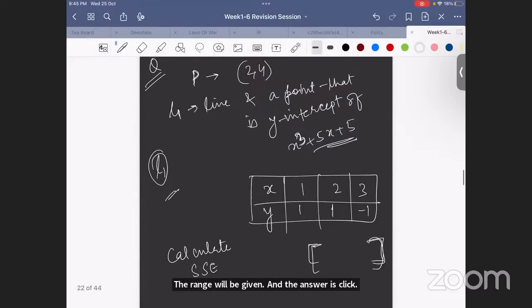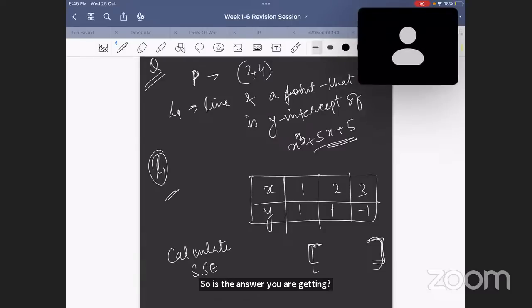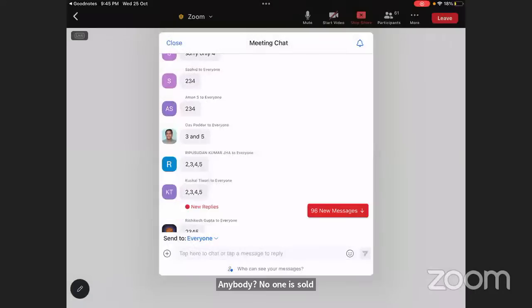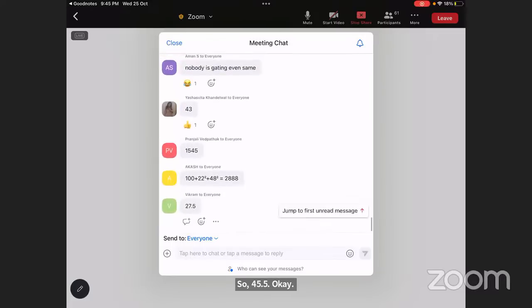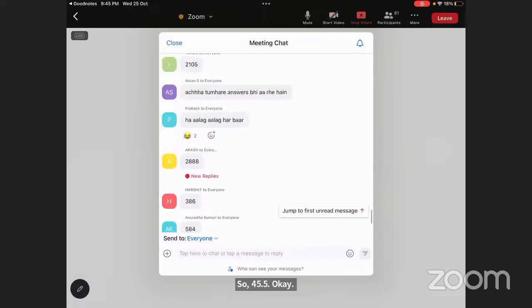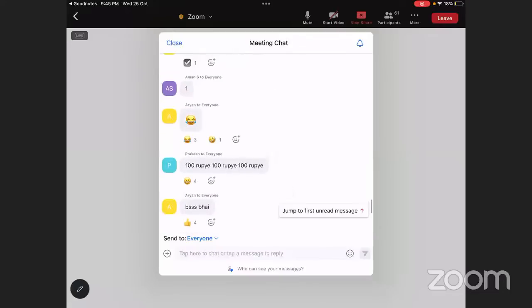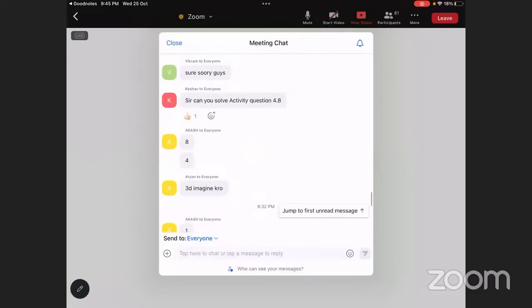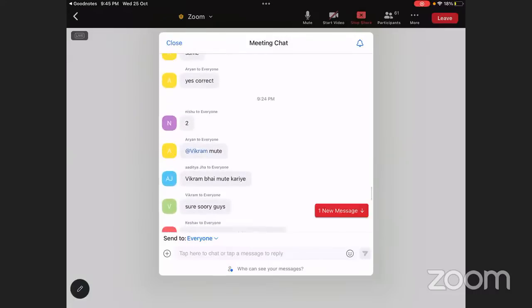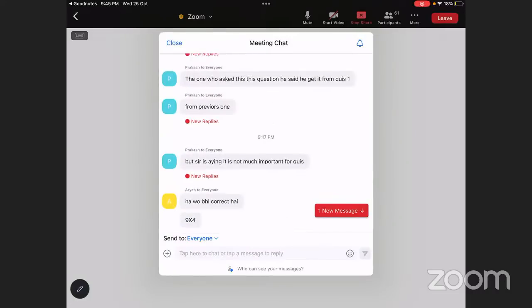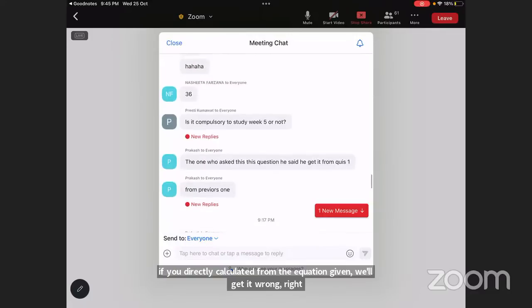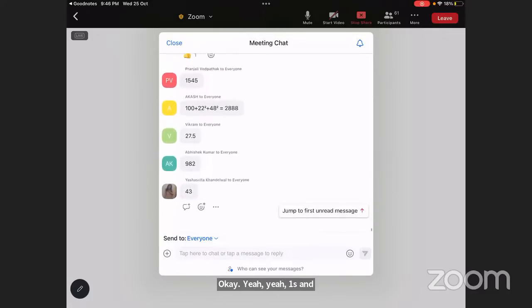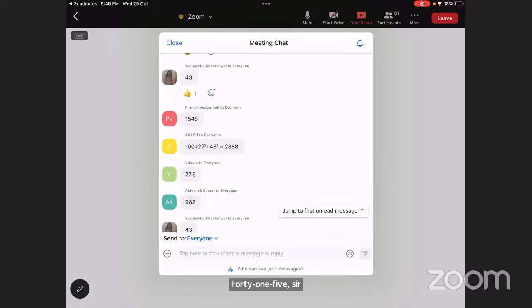So what's the answer you are getting? Anybody? No one has solved. 45.5, I think. Sir, if we directly calculate it from the equation given, we'll get it wrong, right? Okay, one second, I'm just reading the answer. 41.5, sir. It's 41.5. Okay, we'll solve this.